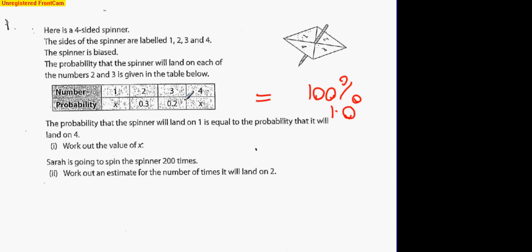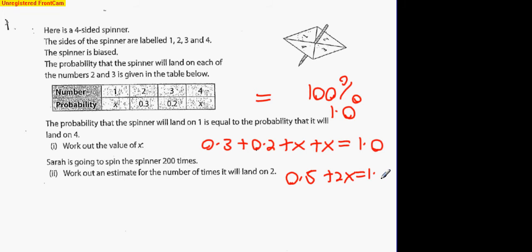So 0.3 plus 0.2 plus 2x equals 1.0. 0.5 plus 2x equals 1.0. 2x therefore has to equal 0.5. x equals 0.25.